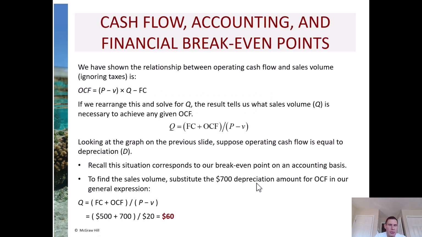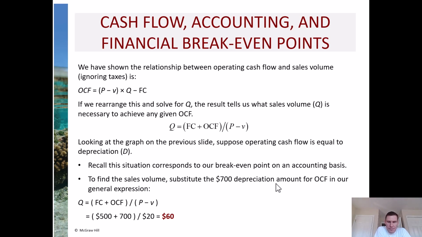So we've shown the relationship between operating cash flow and sales volume, ignoring taxes, which is operating cash flow equals P minus V in parentheses times the quantity minus the fixed cost. So if we rearrange this and solve for Q, the result tells us what sales volume Q is necessary to achieve any particular OCF. So looking at the graph on the slide before, let's say the operating cash flow is equal to depreciation, which we denote D. Recall the situation corresponds to our break-even point on an accounting basis.